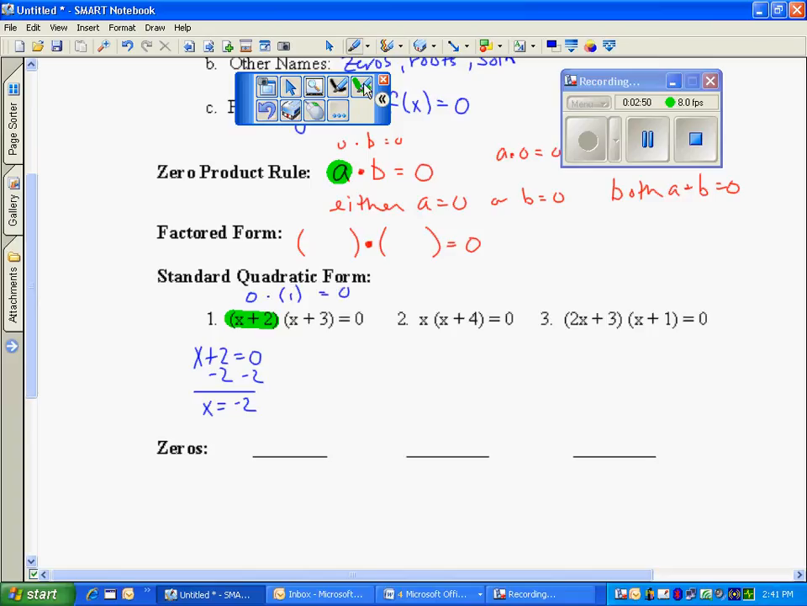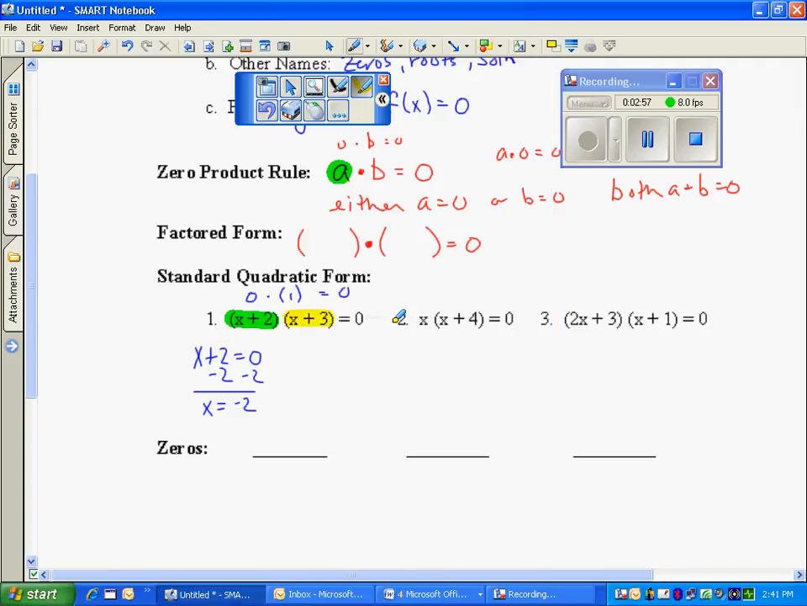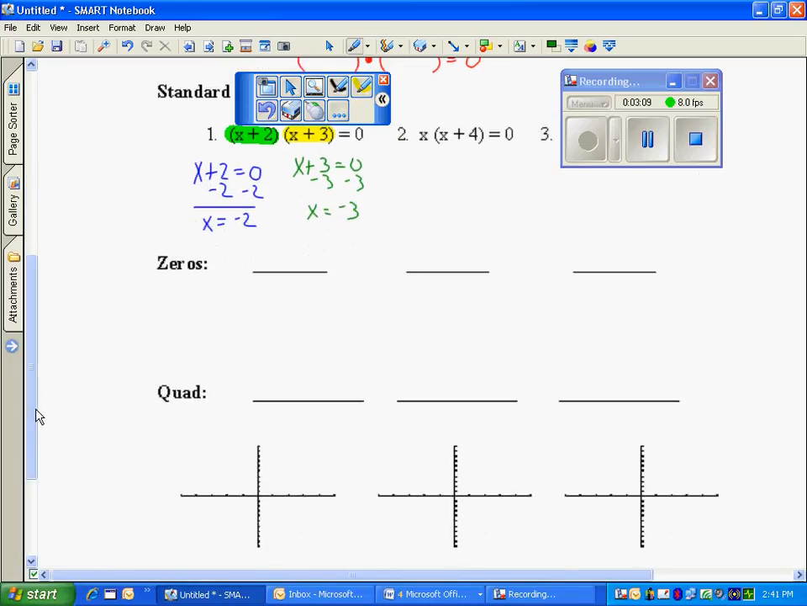Now the other item, not only A, but B could also be equal to 0. So here's my B. I'm going to take my B, whatever it might be, and set it equal to 0. Subtracting 3, I now have my two intercepts. They happen at negative 2 and at negative 3. If I want to write them as ordered pairs, they would look like such.